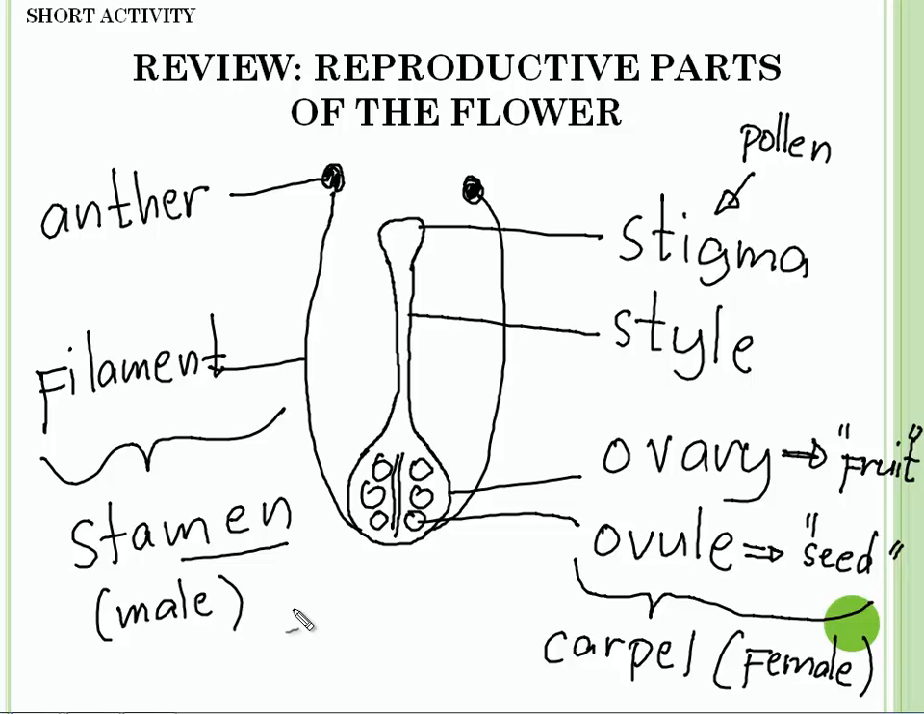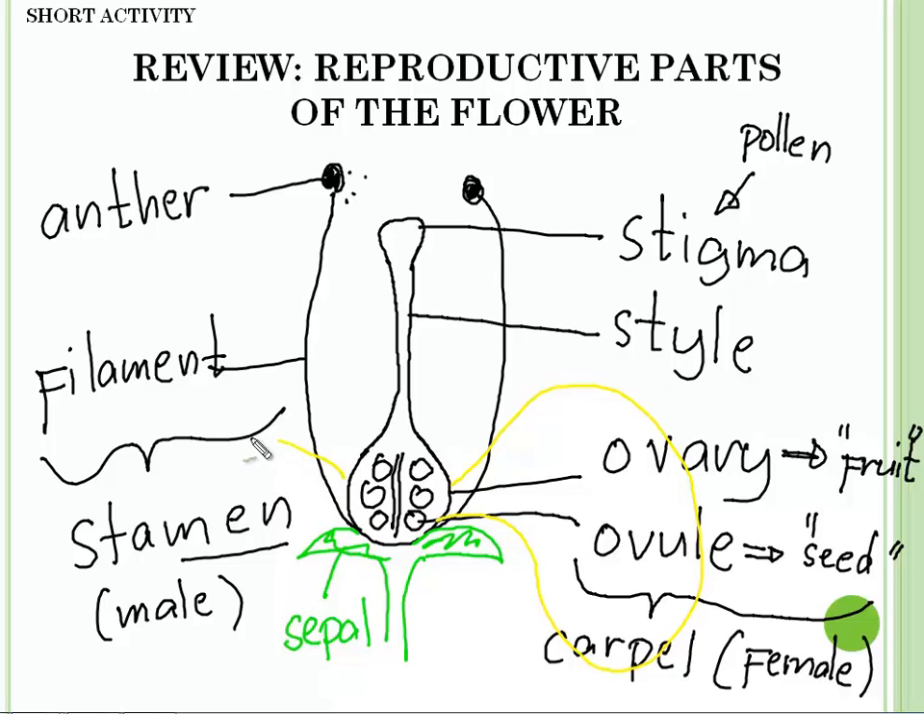Okay, so does this look like a flower? So we add some structures or parts that will make this look like a flower. We add some sepals and the petals, of course. But again, take note that these structures are not reproductive structures. They only facilitate reproduction, especially the petals, by attracting pollinators.